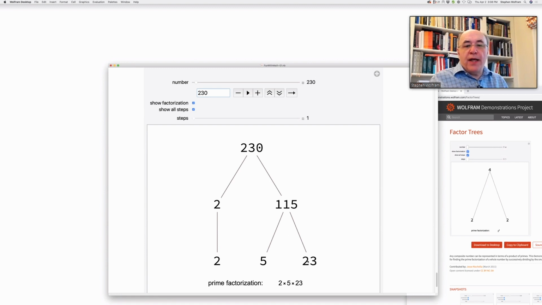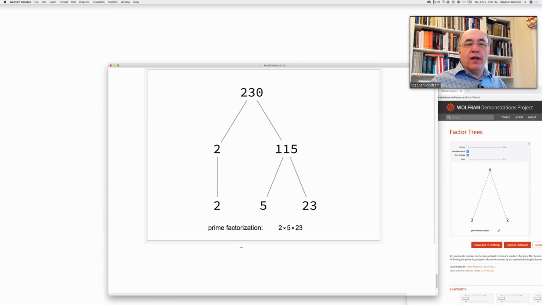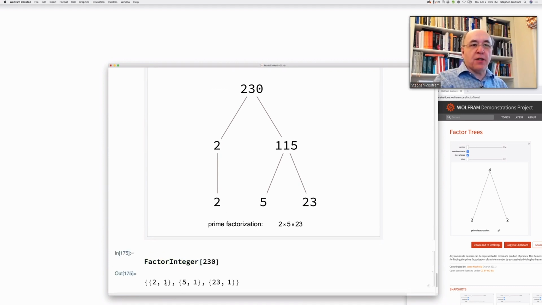So you can ask questions like, how many prime numbers do we need to use to make a particular number? That can be quite tricky. So let's work out, for example, how many distinct primes we need. For each number, remember this FactorInteger thing tells us, so let's do that for 230 here. FactorInteger tells us 230 is 1 copy of 2 times 1 copy of 5 times 1 copy of 23, okay? So there are 3 different primes that are involved in the number 230.